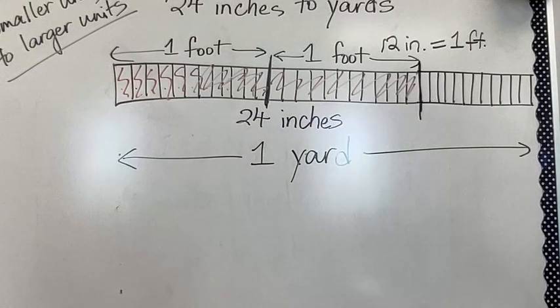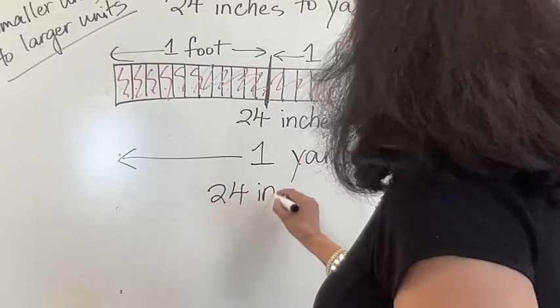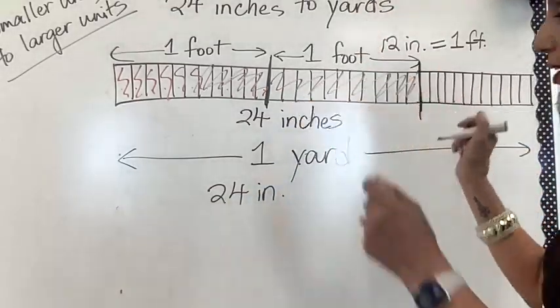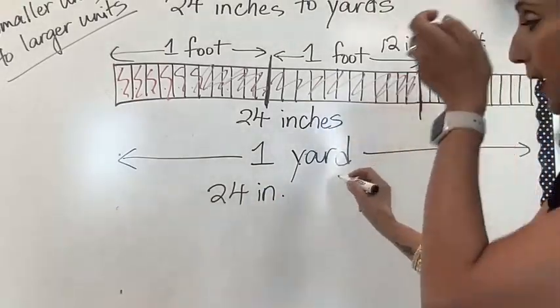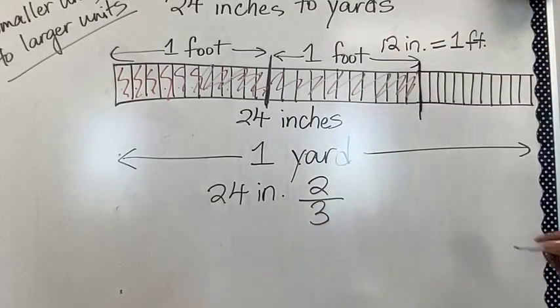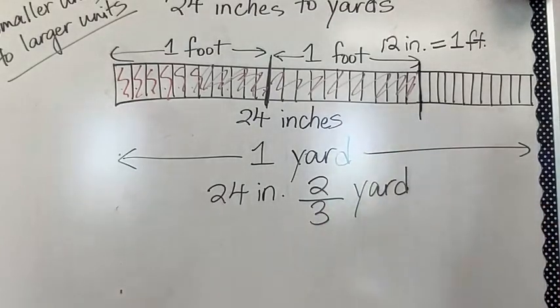So how many inches? They are 24 inches, as you can see, in 2 out of the 3, because 2 feet out of the 3. Okay, so in 2 out of 3, or 2/3 yard. Okay, so this is by showing you with a bar diagram.